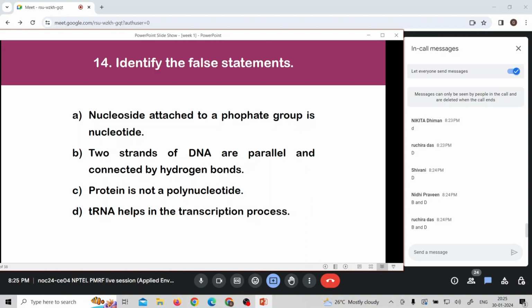I guess Nidhi Praveen and Ruchira Das are the persons who have told it's both B and D. Okay, what is the reason that B is wrong? Right. So yes, as these people have told, B and D are the false statements. Let me just give a brief overview about all these four options, and then I'll explain the topic in a continuous manner.